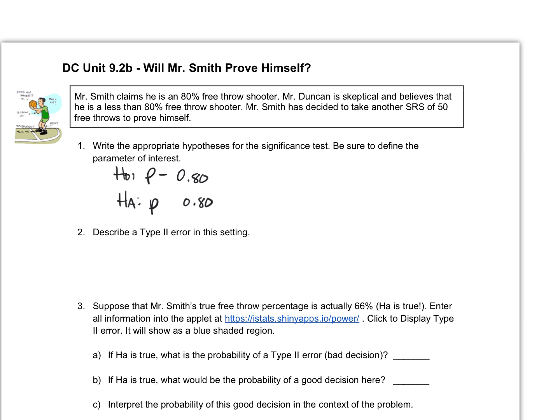He claims he's 80, but the guy is skeptical. He thinks it's less than. So since the alternative is less than, I could write my null as greater than or equal to, right? That helps when we're talking about errors to think it through like that. All right. Look, you did it. So P is equal to the percent of free throws made.